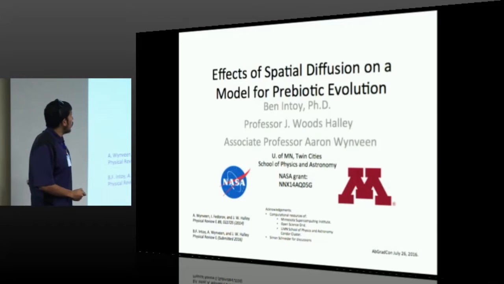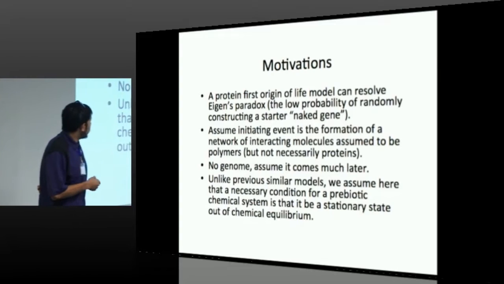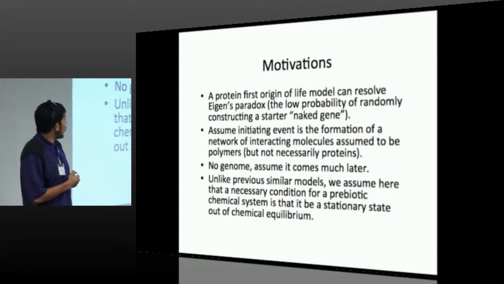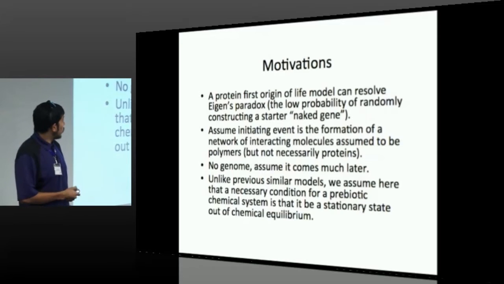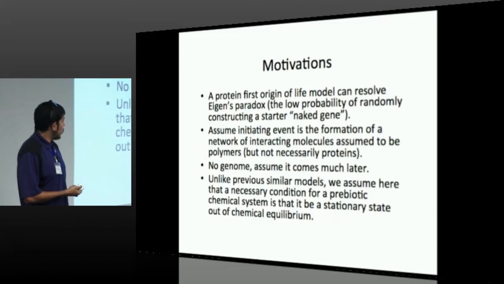So some quick motivation. A protein-first origin of life model can resolve Eigen's paradox, which is the low probability of randomly constructing a starter naked gene. And we assume an initiating event is the formation of a network of interacting molecules, assumed to be polymers, but not necessarily proteins. We have no genome, and we assume that it comes much later. And unlike previous similar models, we assume here that a necessary condition for a prebiotic chemical system is that it be a stationary state out of equilibrium.